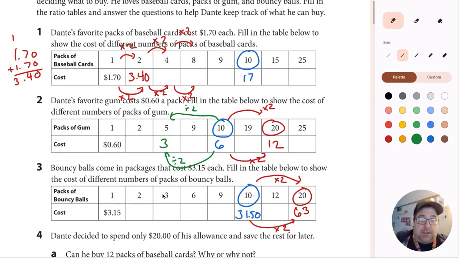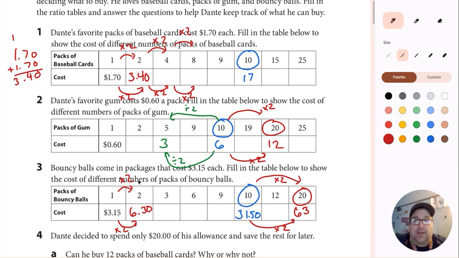How about 3? Well, let's do this real quick. So if we double this, well, if I double 3, that's 6. And double 15, we're going to get 30. Okay, cool. And then how do I get 3?